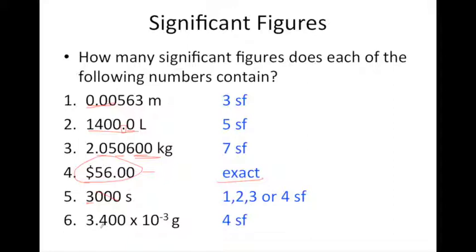And here, with this number in scientific notation, we still have zeros at the end of a number, and after a decimal, they are considered significant. So we would say 4 sig figs.